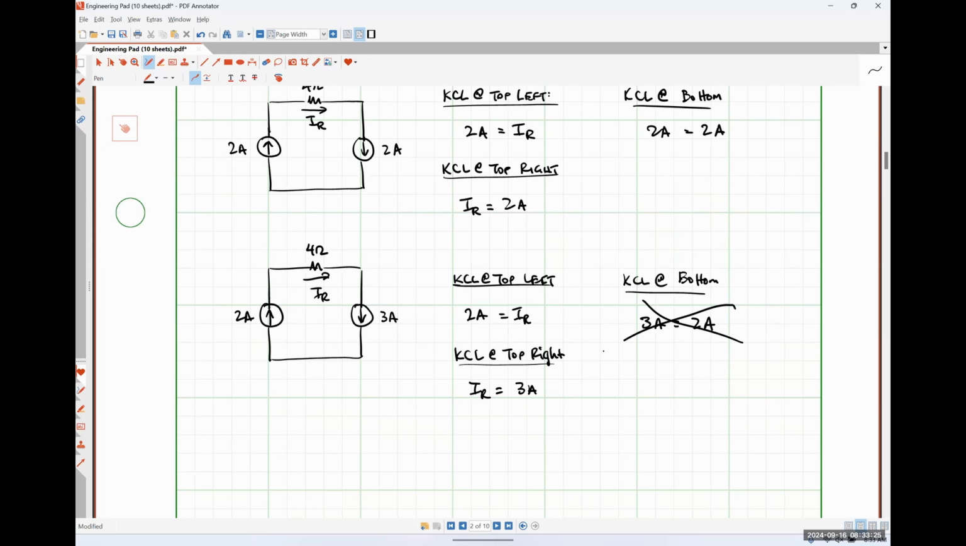So much like with voltage sources connected in parallel, if we have current sources connected in series and they don't carry the same current, we have to just stop. There is no way for us to analyze this circuit.